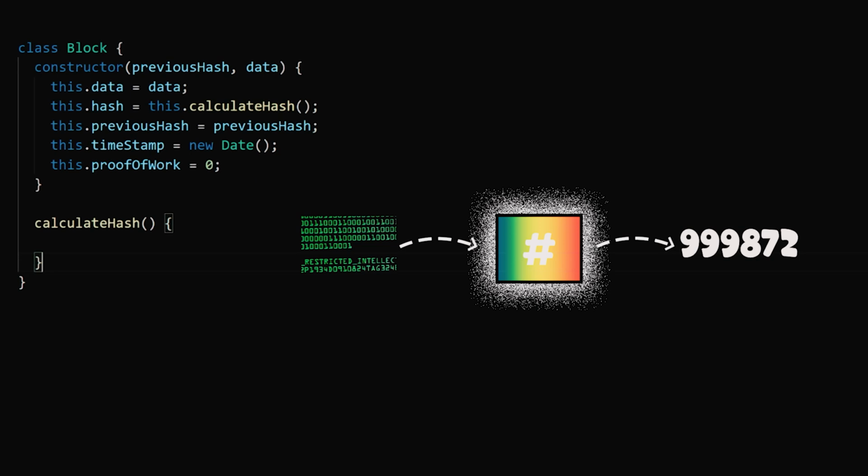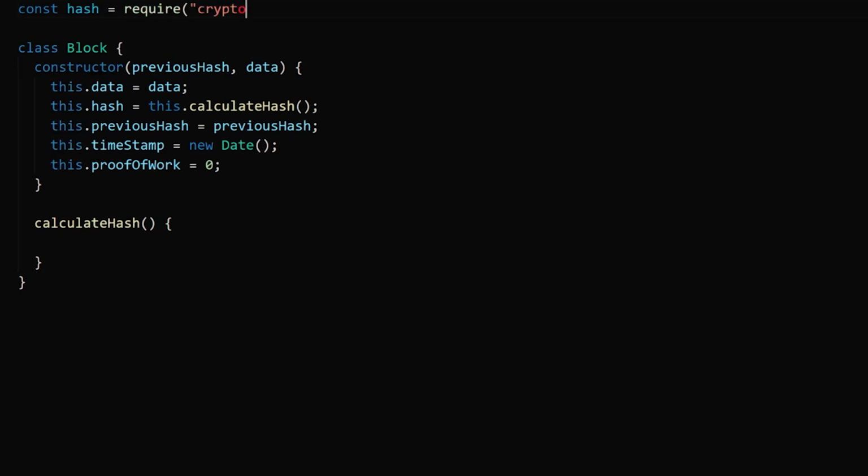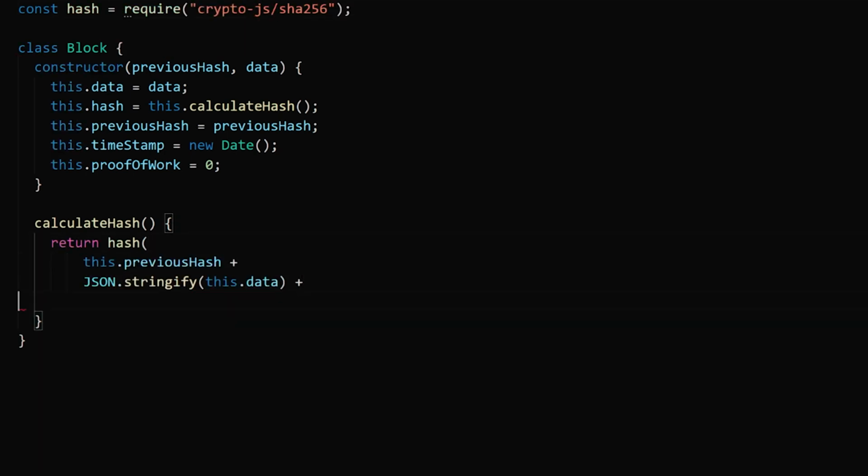But it's super hard to predict the input from the hash output. Here, we are using the hash function from CryptoJS npm package. This package basically allows us to use several hashing methods. In our case, we use SHA-256 in this tutorial. As you can see, we import the hash at the top of the file.